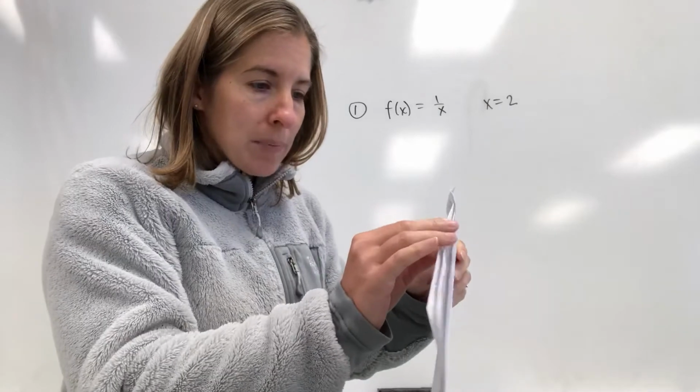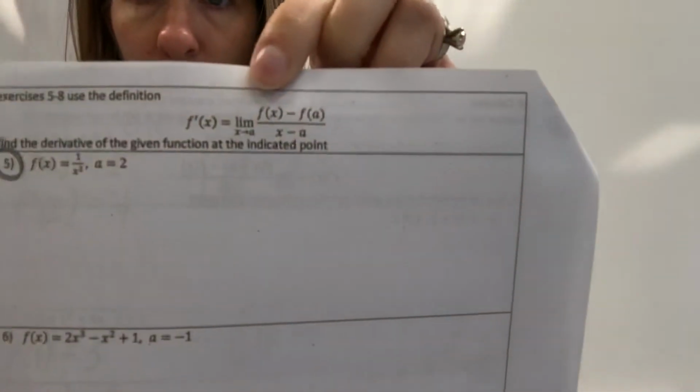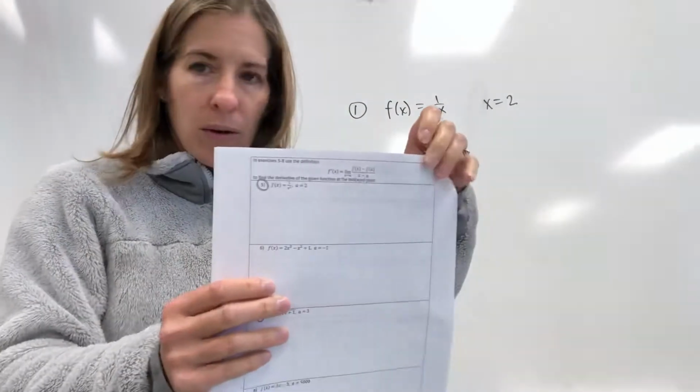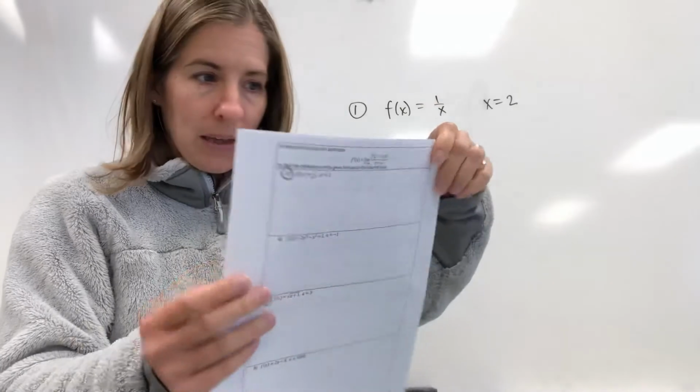And then the next page of the worksheet is just using the alternate definition of derivative, the one with the a. So sometimes this one's a little bit more annoying, but sometimes it's easier. So I'll do an example with that kind too.